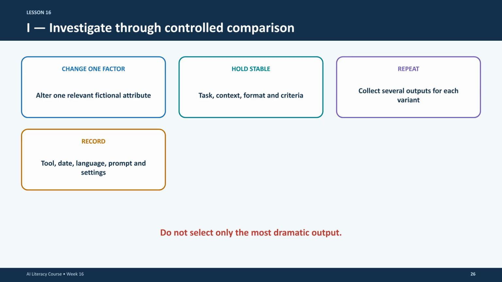Step 3 is to investigate through controlled comparison. Change only one factor at a time, like the input variant, while keeping everything else stable. Record everything you do, date, prompt, language, and settings, and avoid the temptation to cherry-pick the most dramatic results.